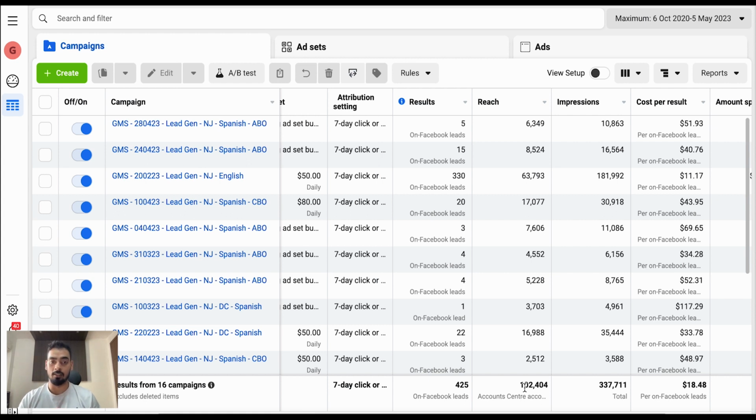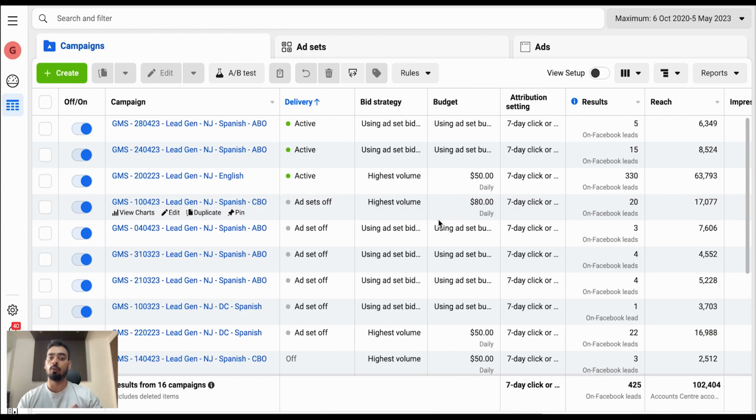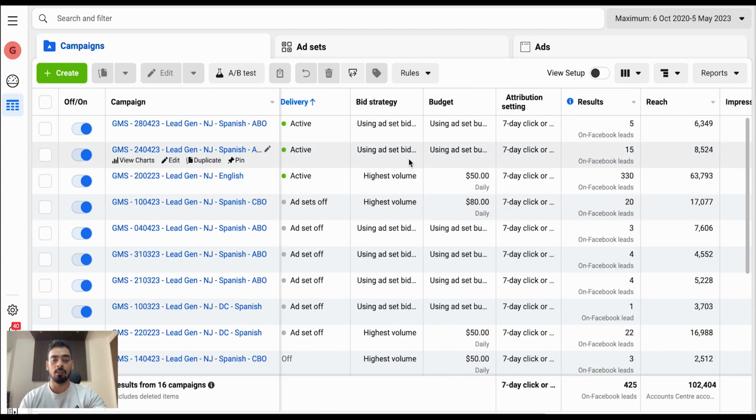The cost per result, the most important note, is very decent. It's very good. I would say it's $18. The accepted range is about $25 in New Jersey for solar, so it's under $20. That's really fantastic. So we'll be looking at the performance of this ad campaign, and we'll be talking about these metrics first and what are the important metrics that we need to look at.